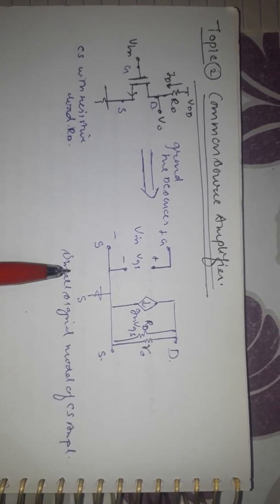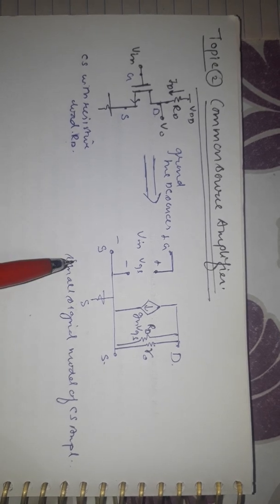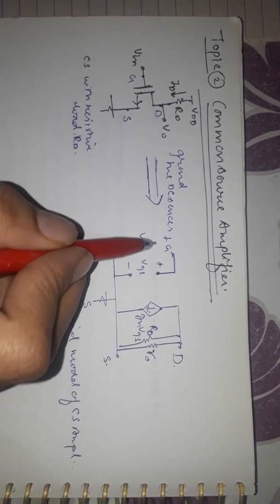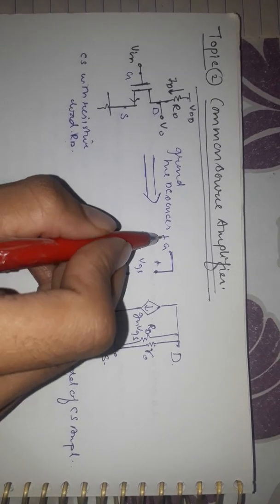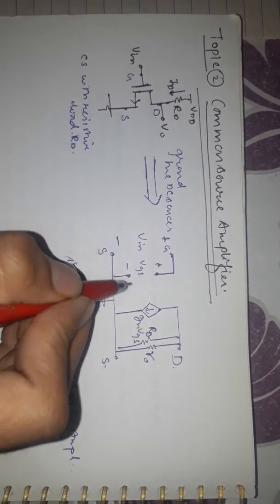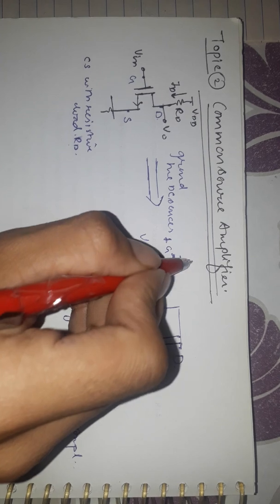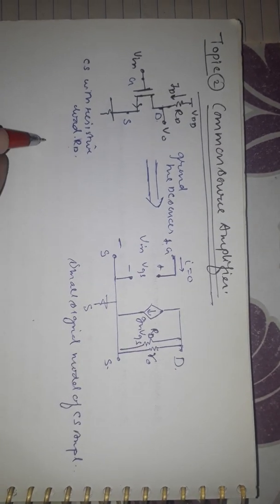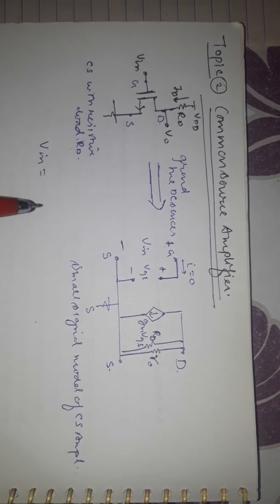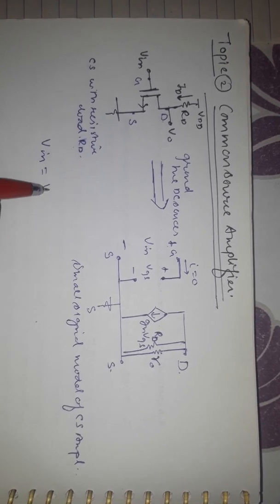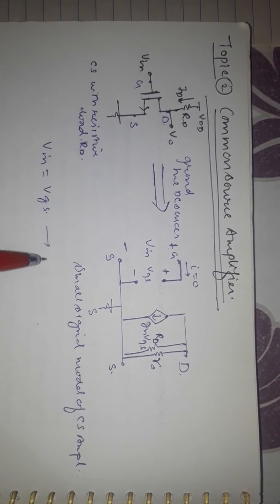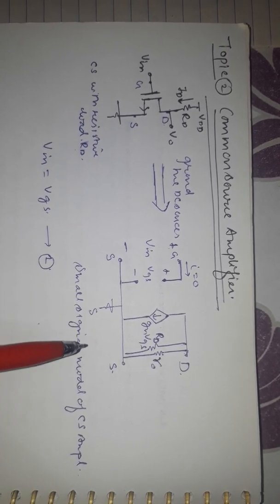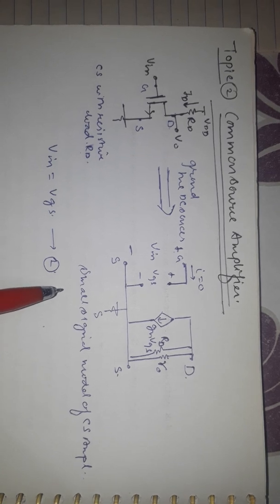Now we are going to apply the KVL at the input side. This is the input side. So as we can see from here, there is no current, I is equal to 0. This implies Vin is equal to VGS. Okay, this is our first equation.